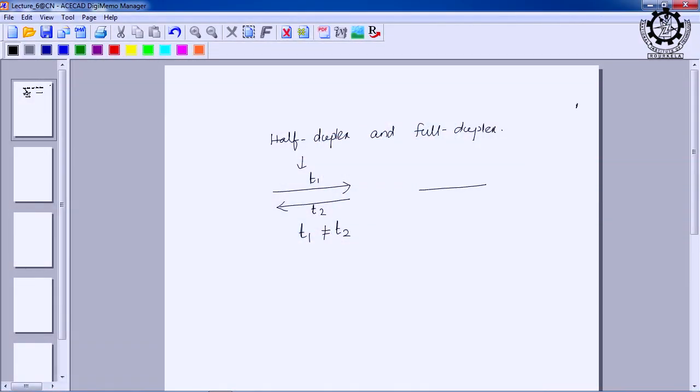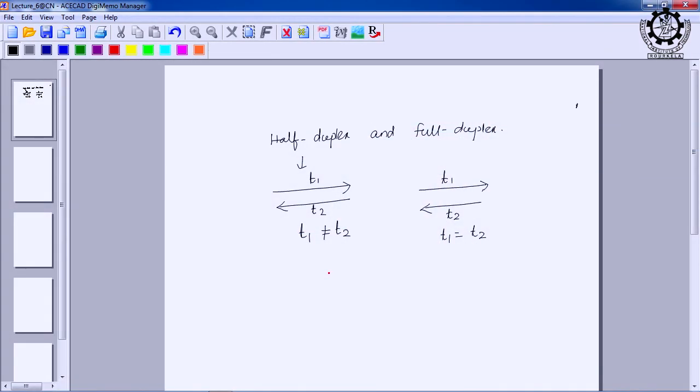In a full duplex transmission, your transmission takes place in both the directions and at the same time, T1 and T2, and if it is a full duplex, then T1 is equal to T2. That is the difference between the half duplex and the full duplex transmission.